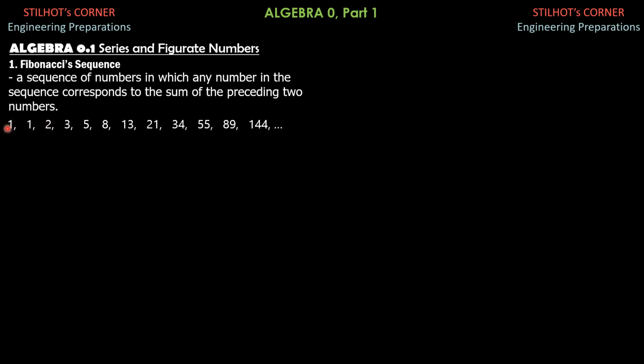sum of the preceding two numbers. So this number 1 here, you just imagine that there is 0 here. So that's why 0 plus 1 is 1. So 3 is 1 plus 2. 5 is 2 plus 3. 8 is 3 plus 5. 13 is 5 plus 8. 21 is 8 plus 13. 34 is 13 plus 21. 55 is 21 plus 34. 89 is 34 plus 55, and so on and so forth.